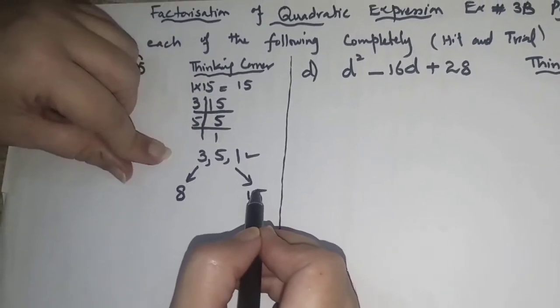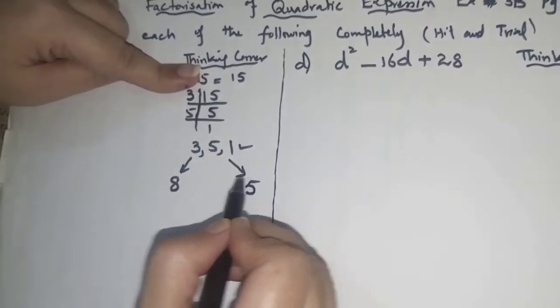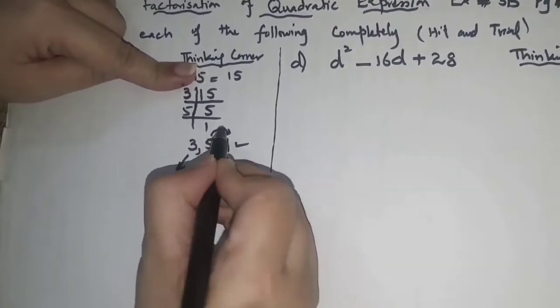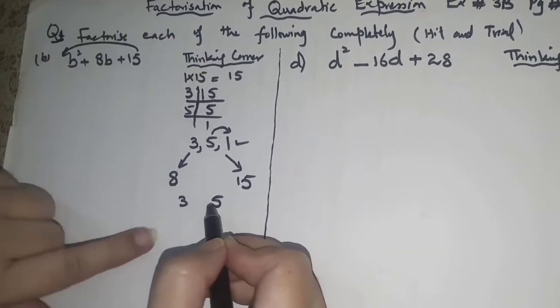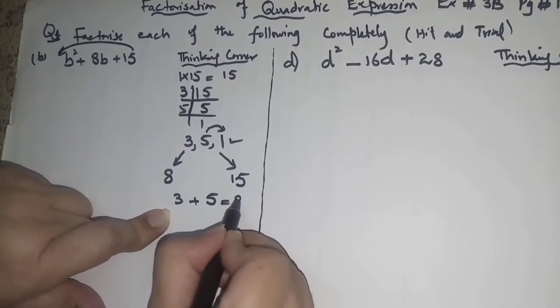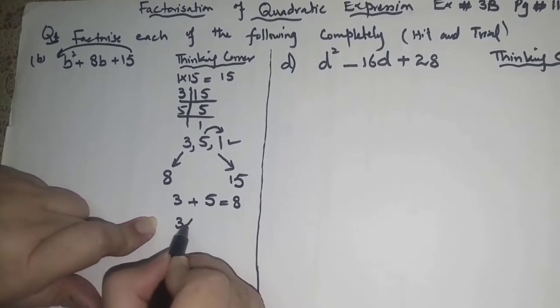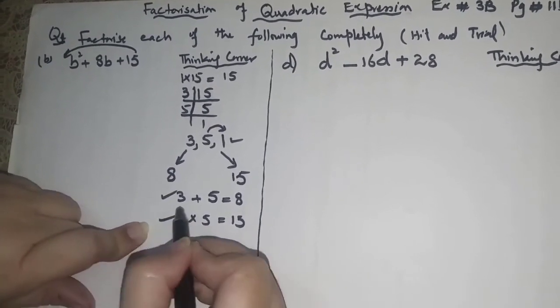Okay, here the thinking process starts. What I have to do to get 8 and 15 from two numbers at the same time? If I join 5 with 1 and take 3 alone, 3 and 5, yes, if I add 3 with 5, I can get 8, and when I multiply 3 by 5, my answer comes 15. So it's a suitable choice.